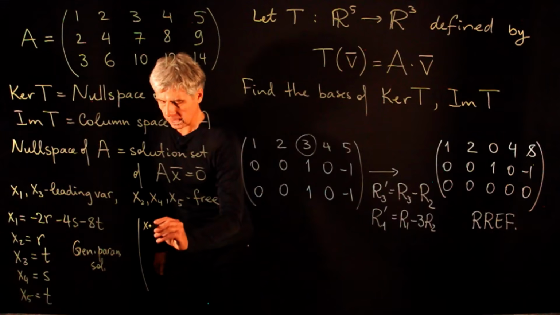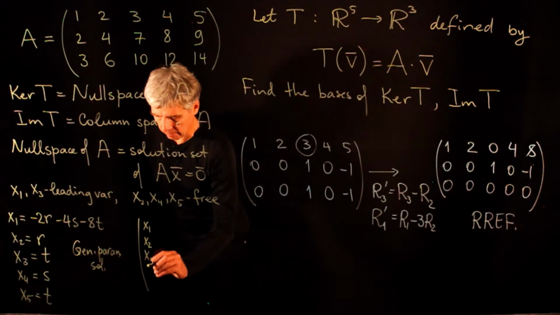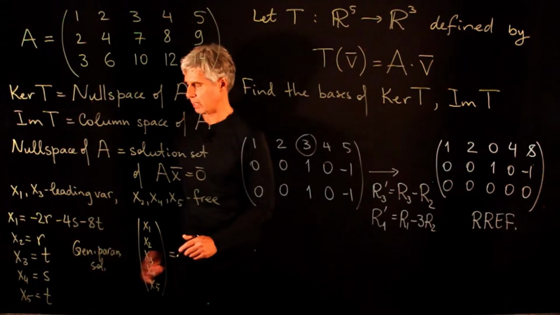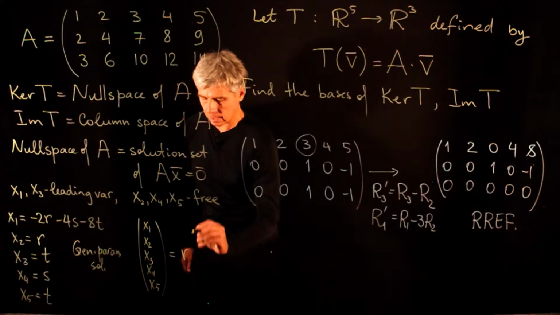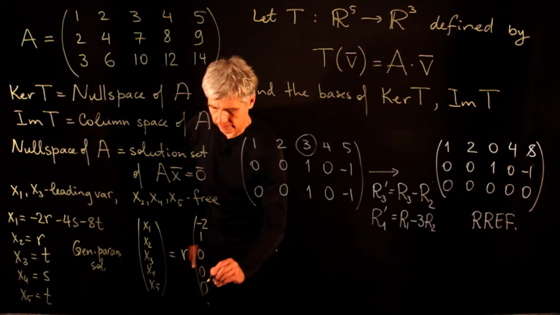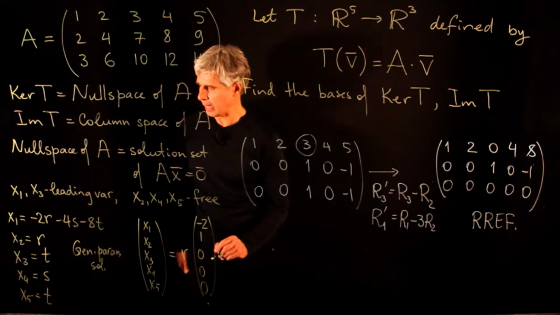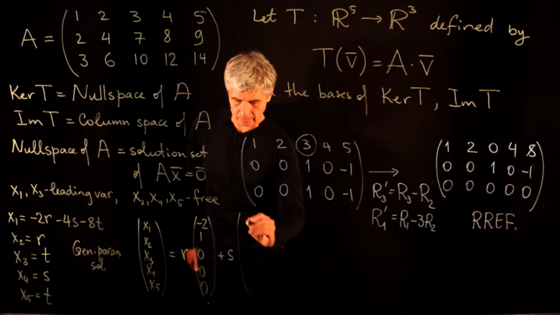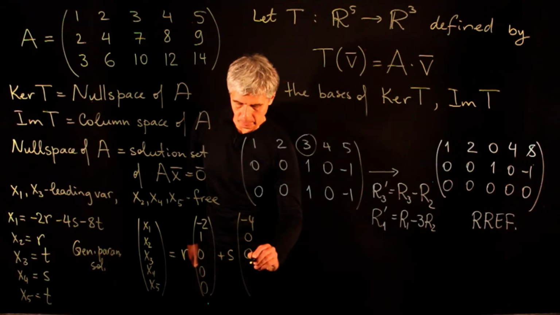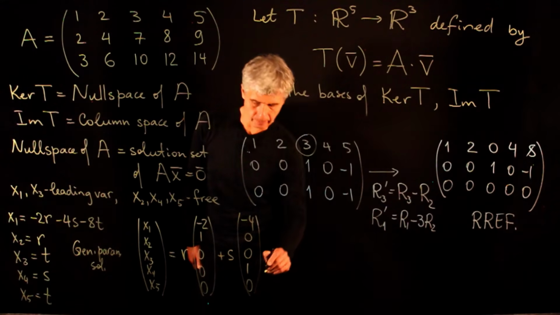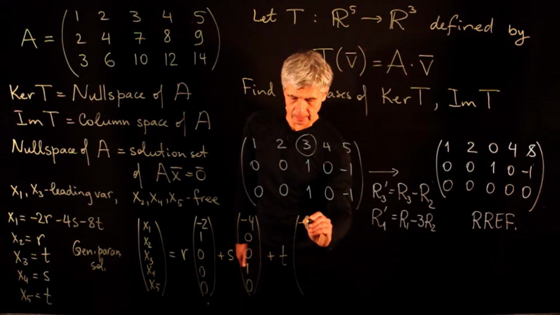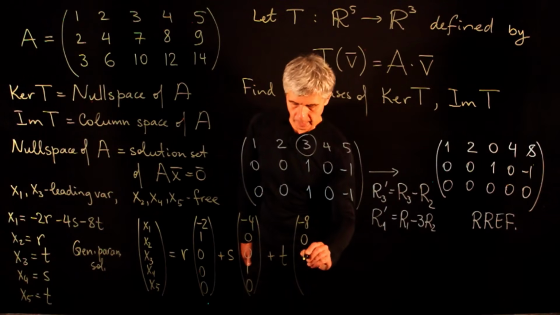So in a vector form, we get that x1, x2, x3, x4, x5 is equal to, and now we can separate variables. It's r times the vector minus 2, 1, 0, 0, 0, plus s times minus 4, 0, 0, 1, 0, and plus t times minus 8, 0, 1, 0, 1.